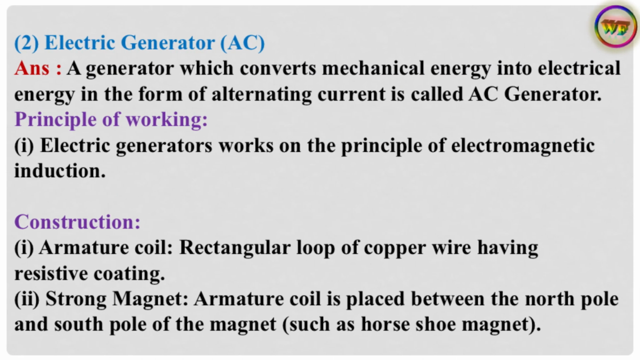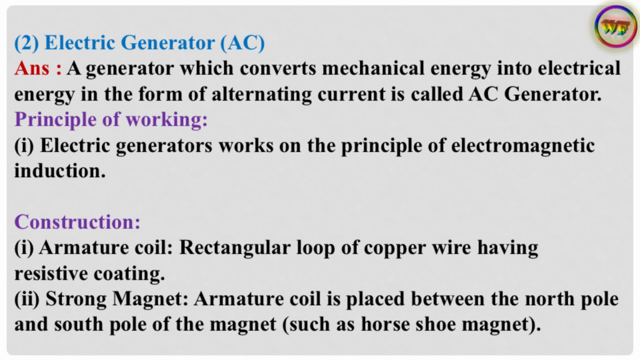Sub-question 2. Electric generator, AC. Answer. A generator which converts mechanical energy into electrical energy in the form of alternating current is called an AC generator. Principle of working. Point 1. Electric generators work on the principle of electromagnetic induction.